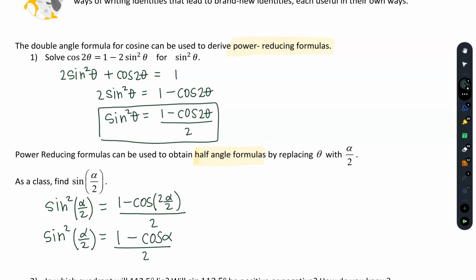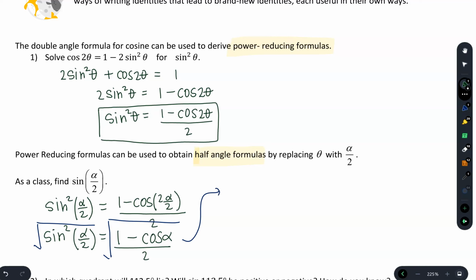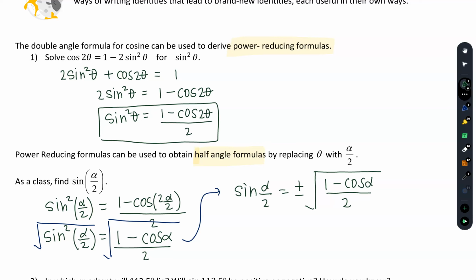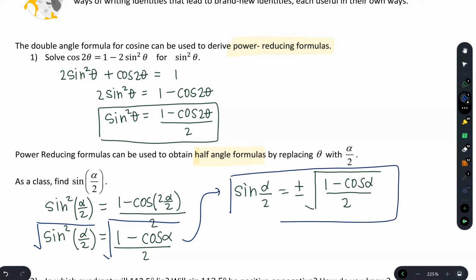All right, so how do I get rid of that square? What could I do to both sides here? I can take the square root, so perfecto. So I'll end up with sine of alpha over 2. And when you take the square root, when you're solving for a square, remember you get a plus and a minus. And this is going to be the square root of 1 minus cosine of alpha, all over 2. Okay. So we took the power reducing formula and made it a half angle formula. So if I'm looking for the half of an angle, what does that mean? What does the half angle formula mean?